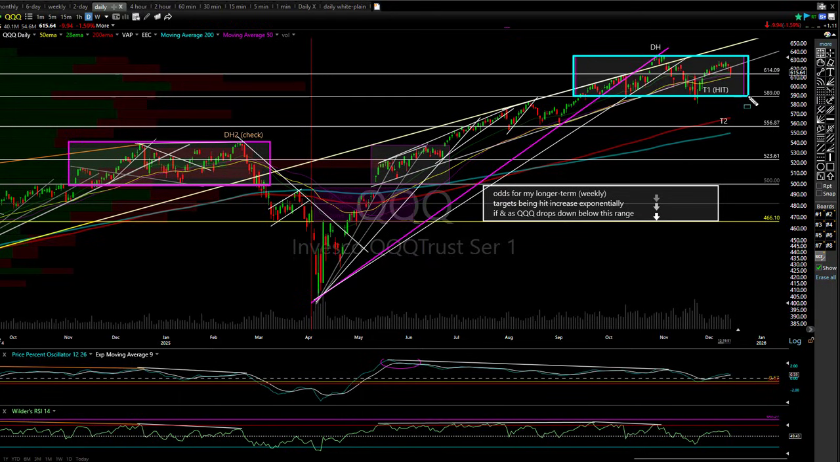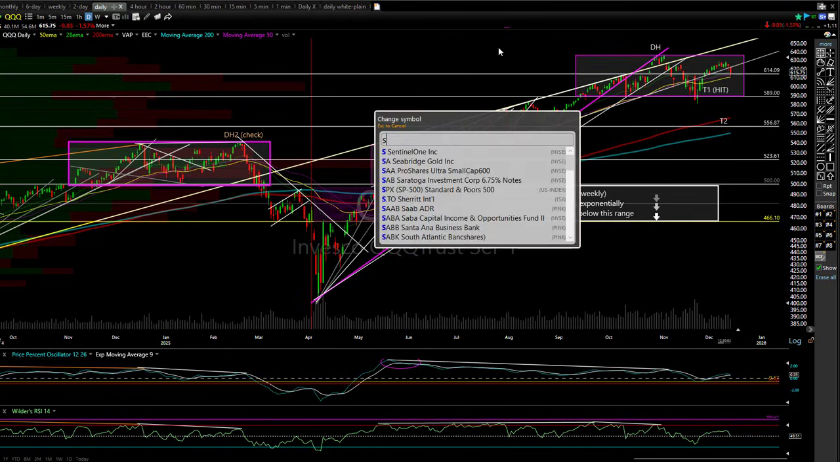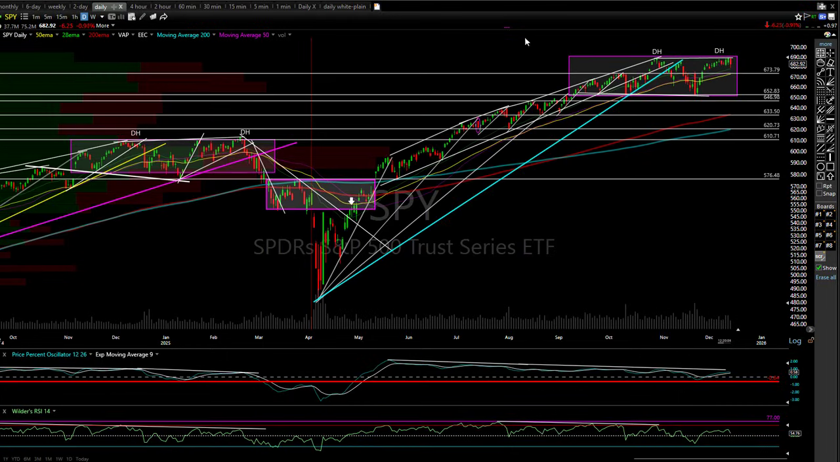If you are frustrated from trading the markets recently, that's normal, because the stock market, you can see QQQ and SPY, as I showed you earlier, have gone absolutely nowhere.